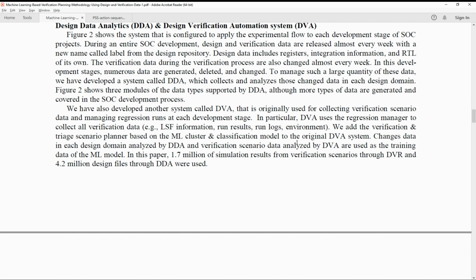In this paper, 1.7 million simulation results from verification scenarios through DVA and 4.2 million design files through DDA were used.